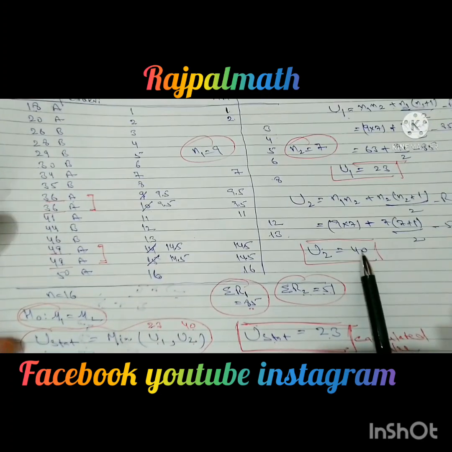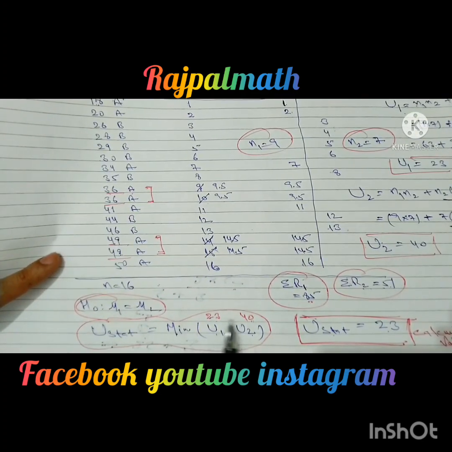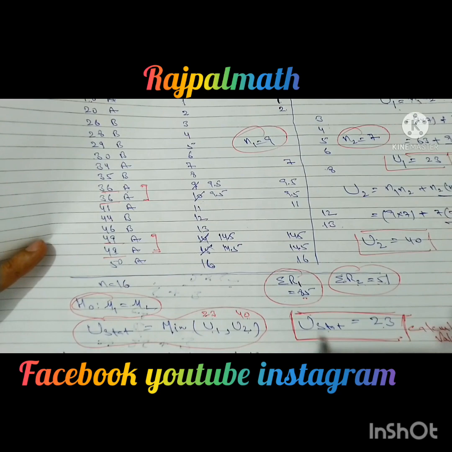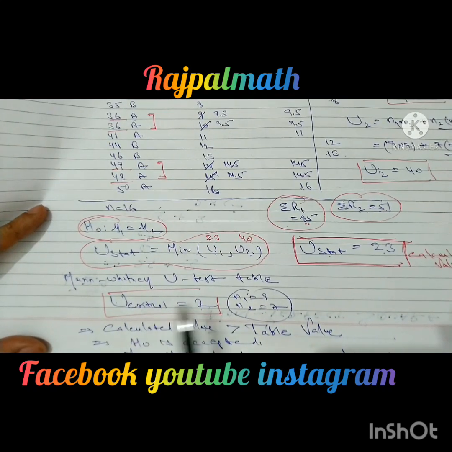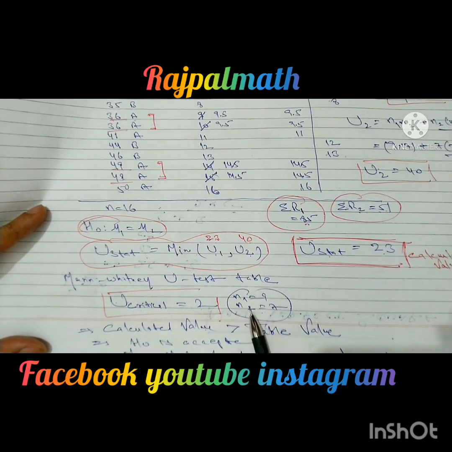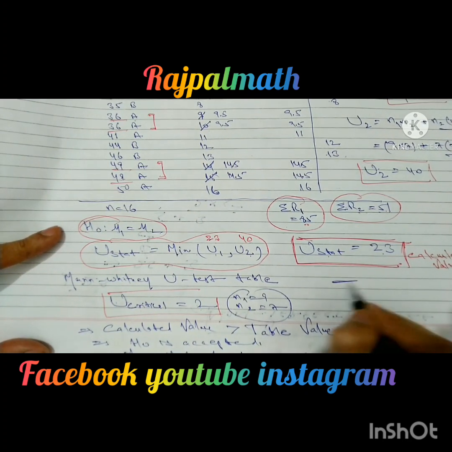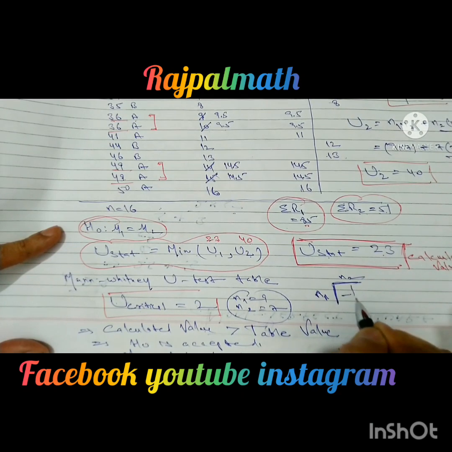U1 is 23, U2 is 40. The value for U-stat is the minimum of U1 and U2. Here the minimum of U1 and U2 is 23. Therefore, U stat, the calculated value of the Mann Whitney U test, is 23. Then for the table value, the U critical value, you need to check for N1 and N2. The value is 2 over here.